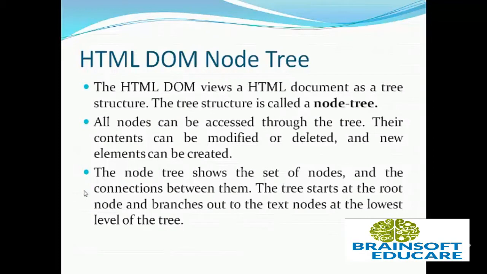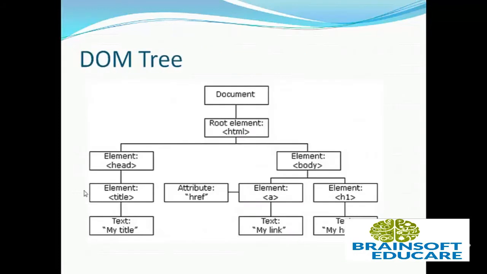The tree starts at the root node and branches out to the text node at the lowest level of the tree. So this is the DOM tree in which the root node is the document. The root element has two sub-elements, which are its children. One is the head and the second is the body. Now the body also contains two children, which are the anchor tag and the h1 tag, and it also has a sub-element which is the child of this element. So this is about the structure of the DOM tree.